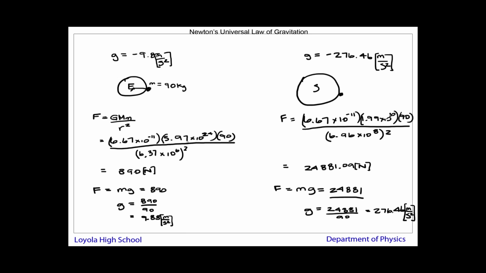At any rate, you can use Newton's universal law of gravitation to find the force. It's still equal to mg. When you divide by m, in this case you get 9.8, which you normally get. If you did it on a different celestial body like the sun, using the numbers for the sun, I got an entirely different force. Divide by the mass, the 90 kilogram object, and I get 276.46 meters per second squared. So those are the calculations you'll do to calculate the new g for either energy, kinematics or force problems.